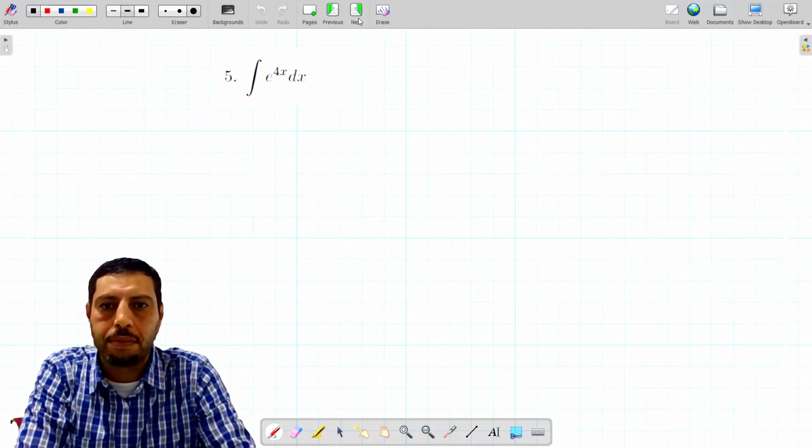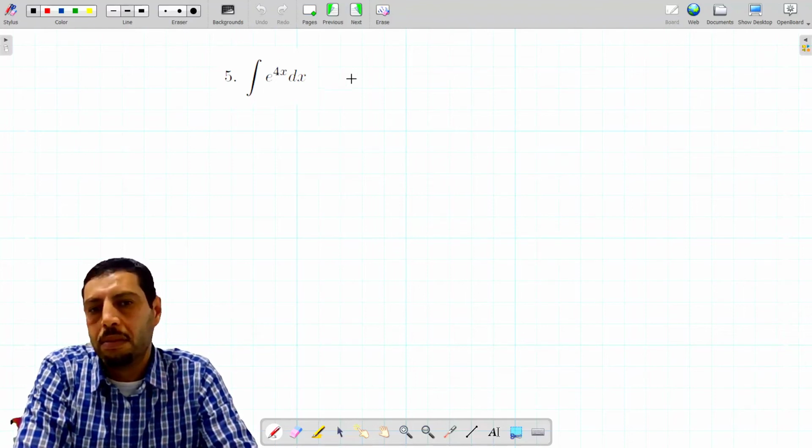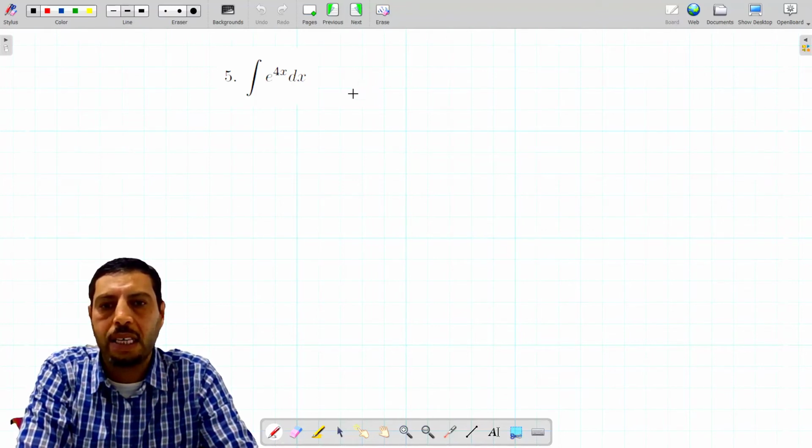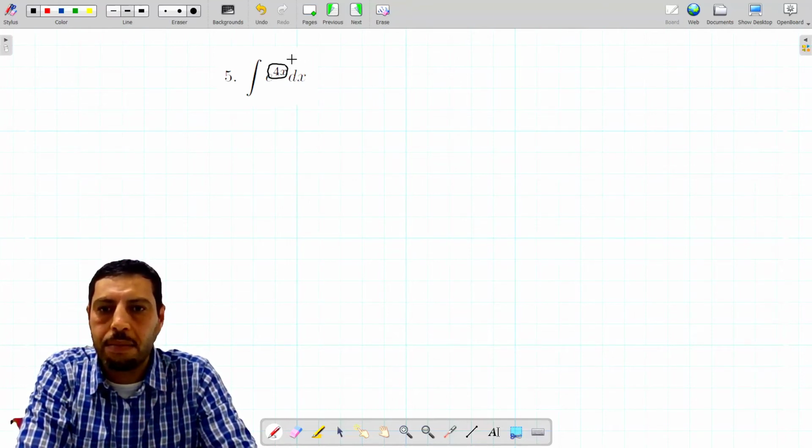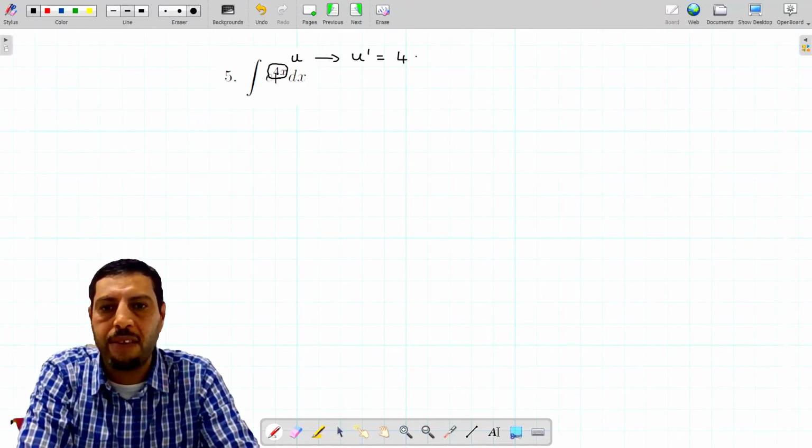Next one, the integral of exponential 4x. Here, when you see an exponential, of course, you're going to use the second rule, which is the exponential rule. And the exponential rule says the integral of u prime exponential u is exponential u. So my u will be 4x. If u is 4x, u prime is 4. And you need here again to multiply by 4 and divide by 4 to have u prime exponential u.